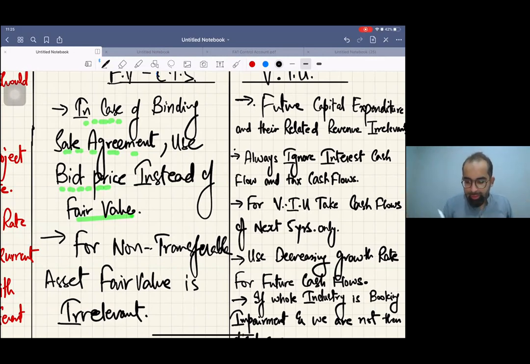You can only use it. So read it. For non-transferable asset, the fair value is irrelevant. These two points, don't forget. It came in the last 10 years past papers, okay? Read it and think over it.